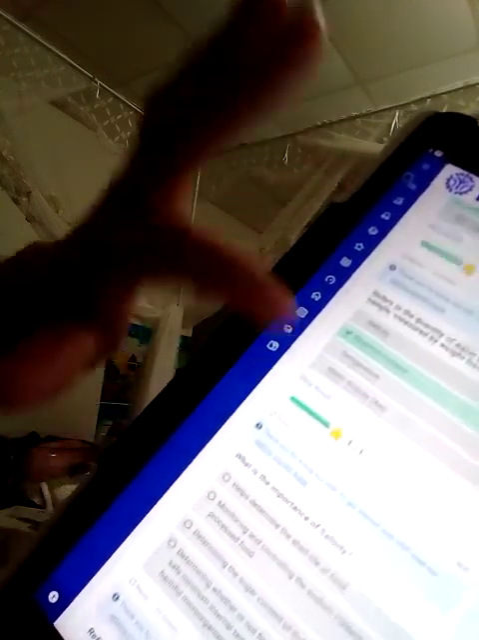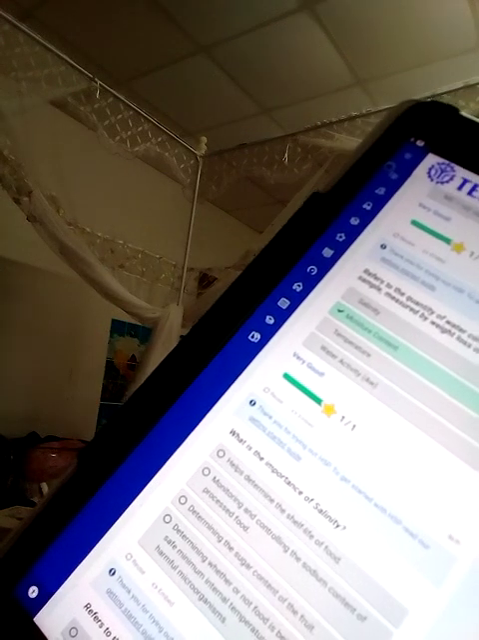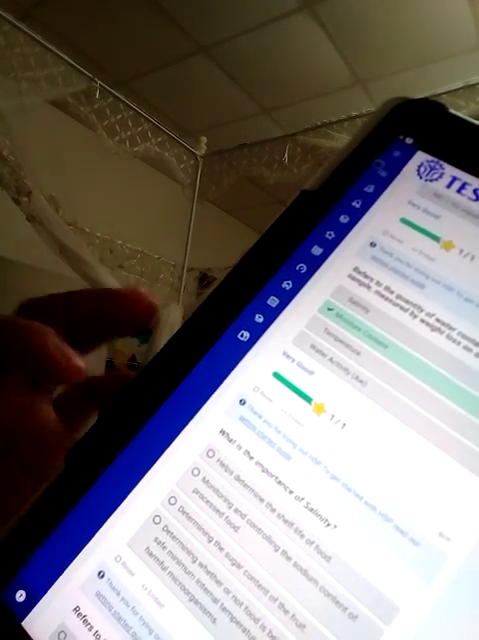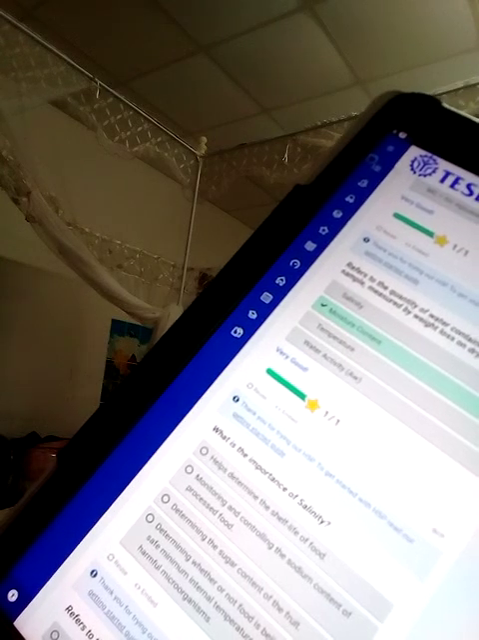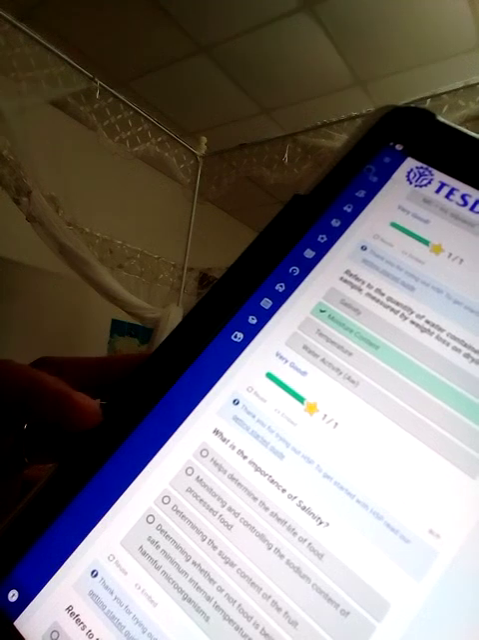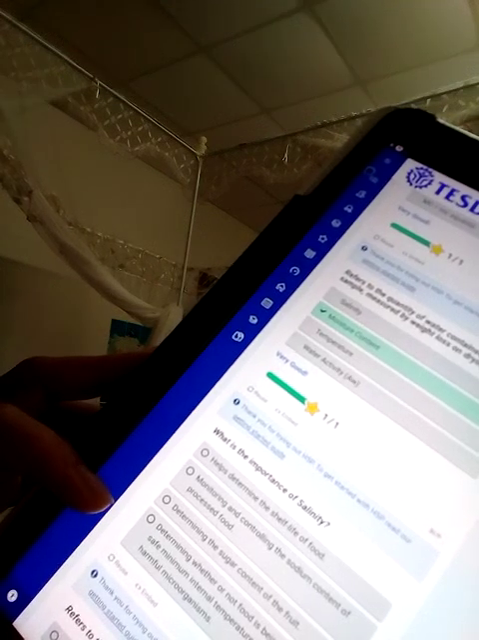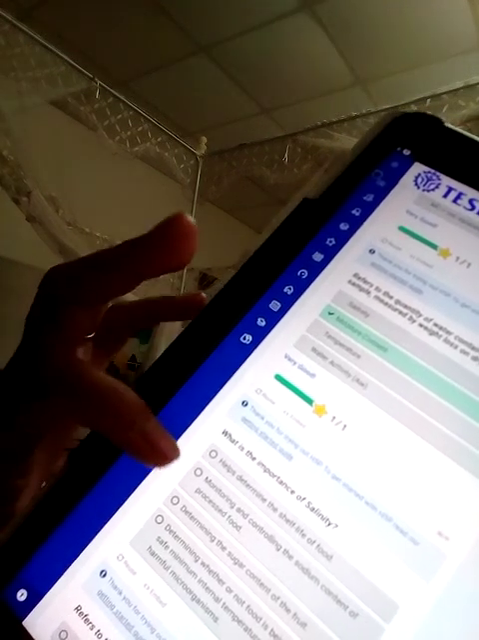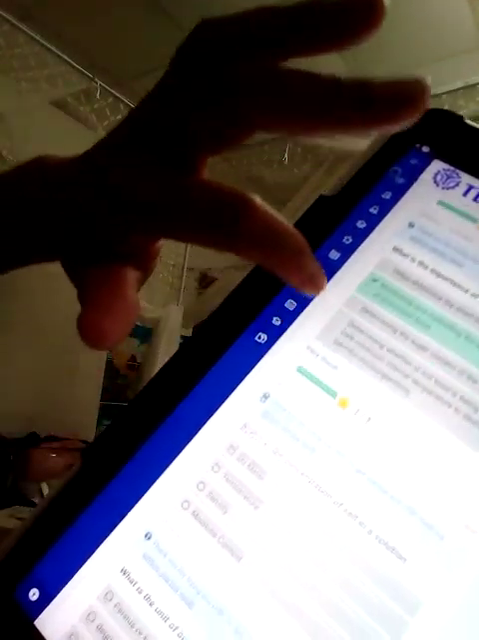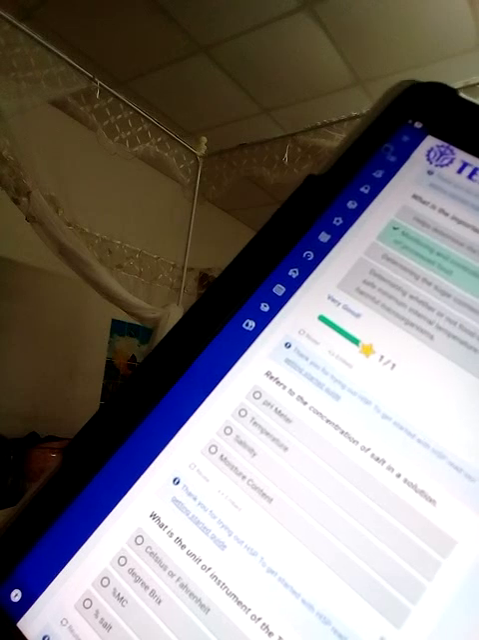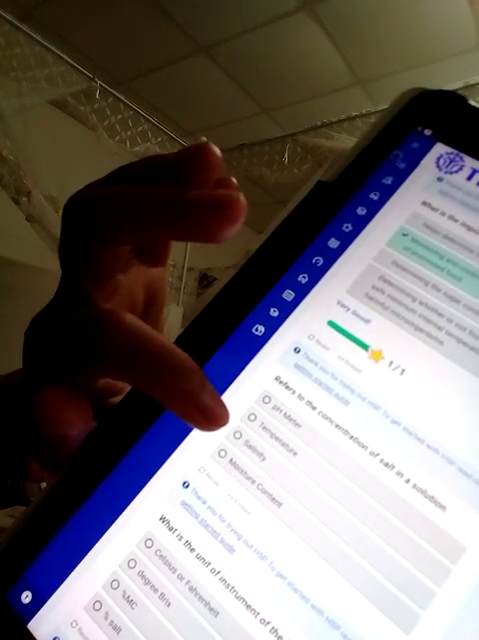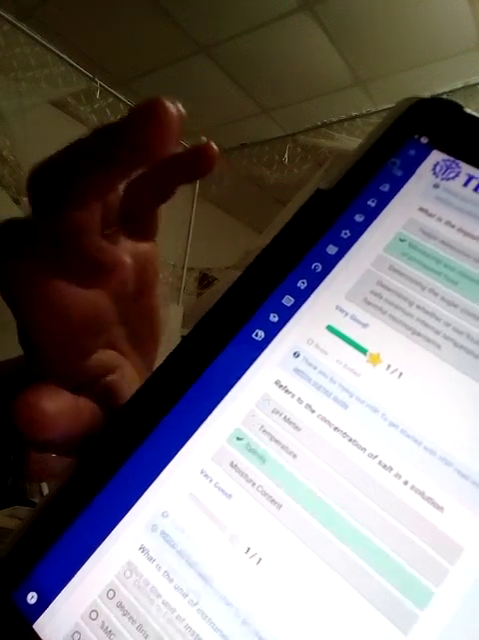What is the importance of salinity? Help determine the shelf life, monitoring and controlling the sodium content of processed food, determining the sugar content of the fruit, or determining whether the food is being cooked. Here it is the sodium. Refers to concentration of salt in the solution. Salinity.